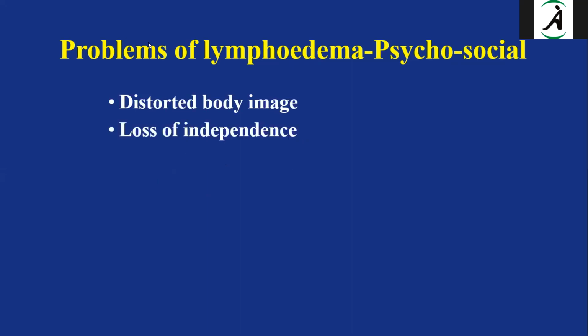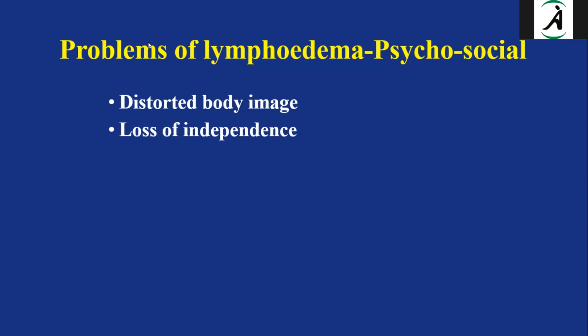And then move on to the psychosocial part. Body image: just imagine one limb is normal and the other limb is huge. That will affect the patient psychologically. And loss of independence.